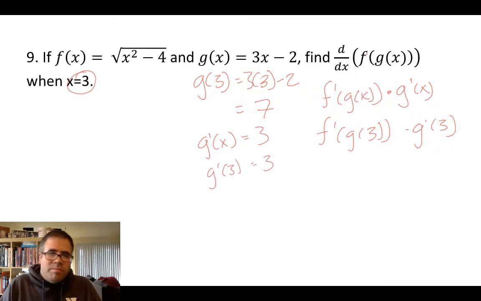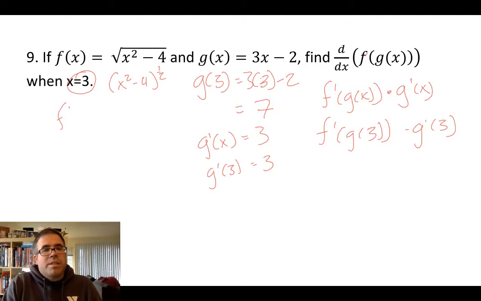So that's most of the parts. Now let's look at f prime. We're going to rewrite this as x squared minus 4 to the 1/2 power. So that means f prime, we're going to use the product rule, and power rule, and we're going to use the chain rule.